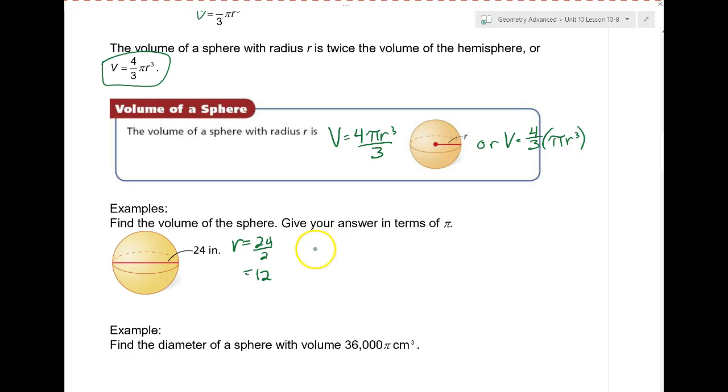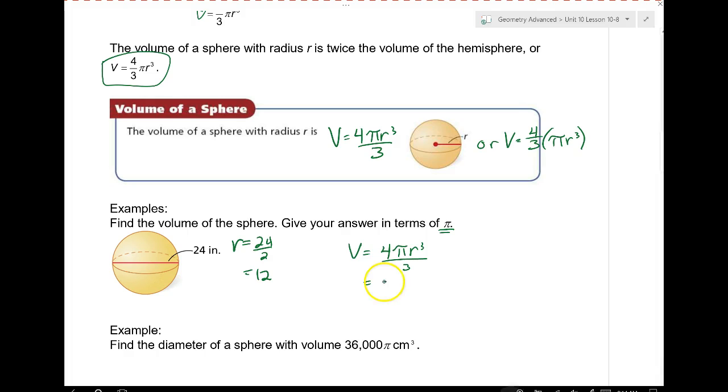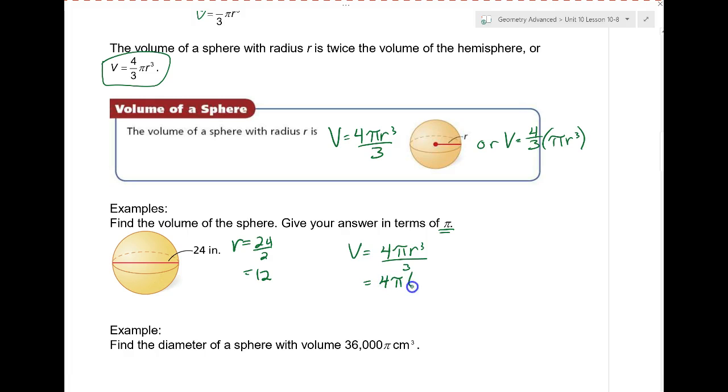Now, when you're working with this, it says leave your answer in terms of pi, guys, so make sure you do that. I'm going to use 4 pi r cubed over 3. By now, I think most of you are pretty good believers about writing your formula down with your work directly below it. But all you have to do is plug it in. 4 pi, well, what's being cubed? 12 cubed all over 3.